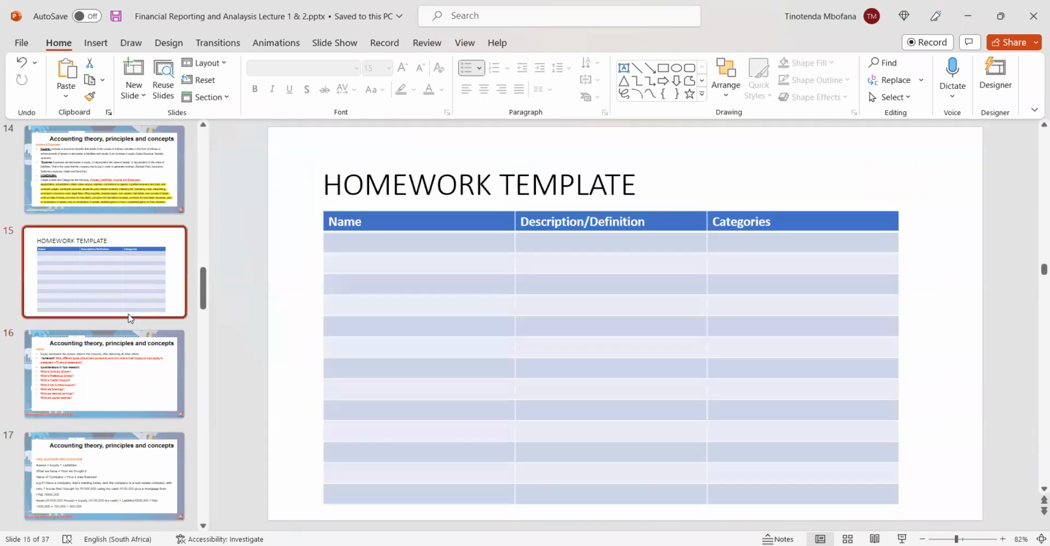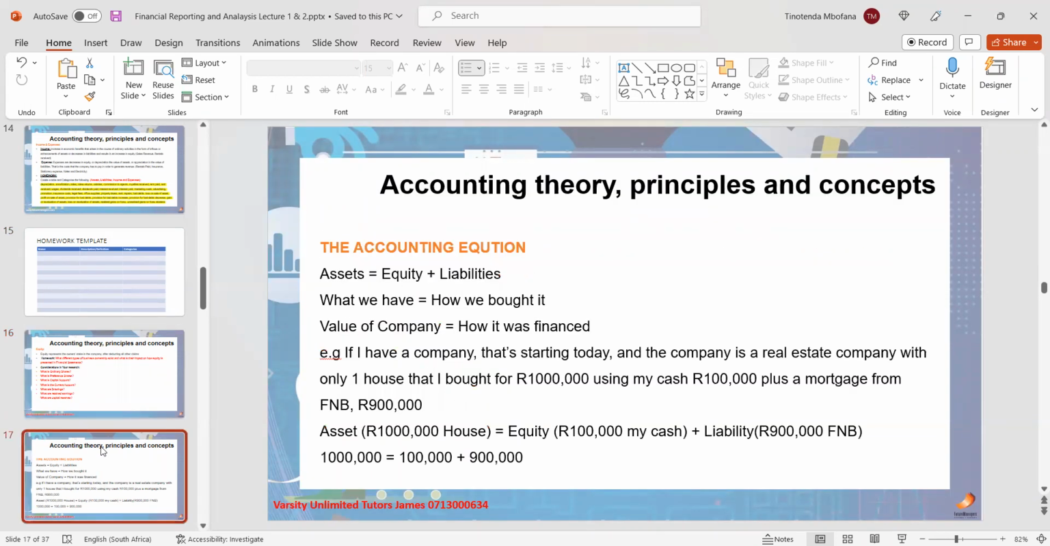You owe someone money. Now that you understand what assets are, liabilities are, income is, expenses are, and equity is, we now introduce you to what we call the accounting equation. So this is where your calculations will start coming through. This is where you start seeing us starting to talk about the calculation department. So accounting equation, basically we're saying assets is equal to equity plus liabilities.